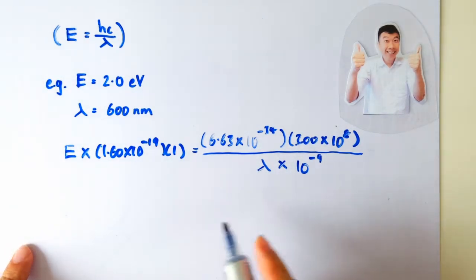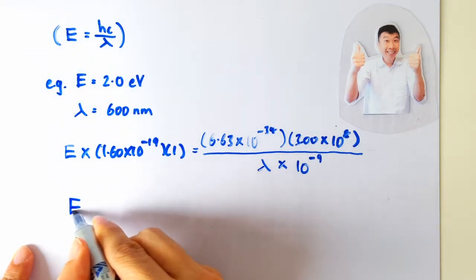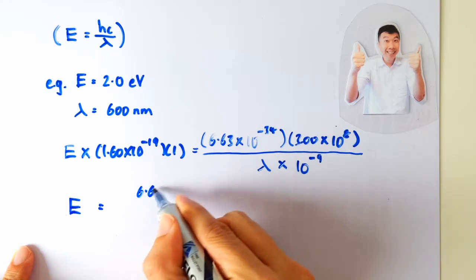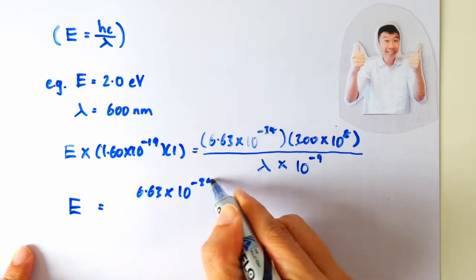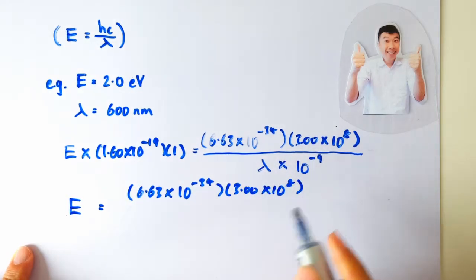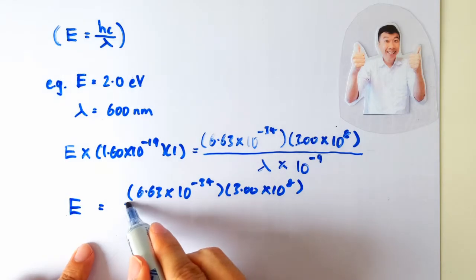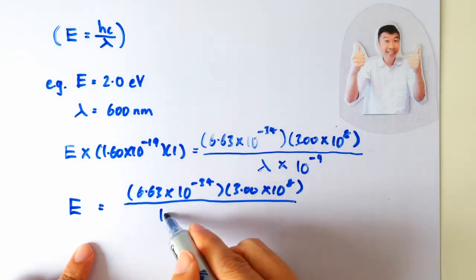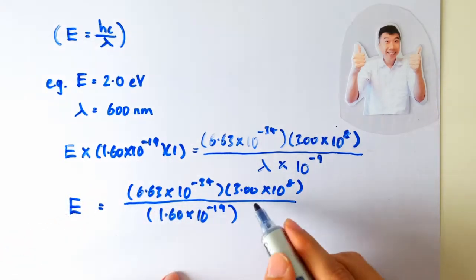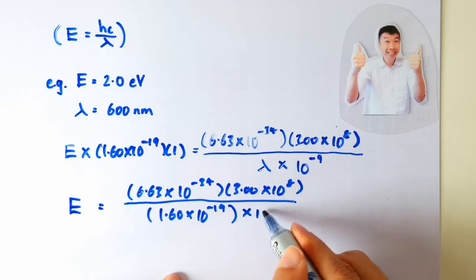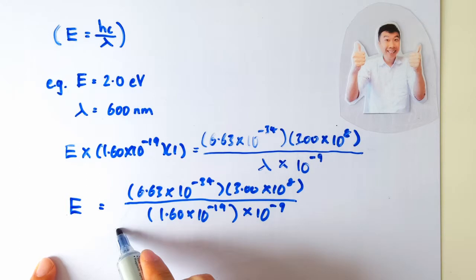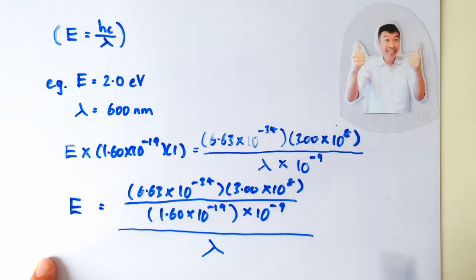Let's tidy up the equation here. So actually E is equal to 6.63. Let me just copy the numerator out first. And there is a divided by 1.60 times 10 to the power of negative 19 coming from here, and there's a divided by this coming from here. So this whole thing here divided by lambda.